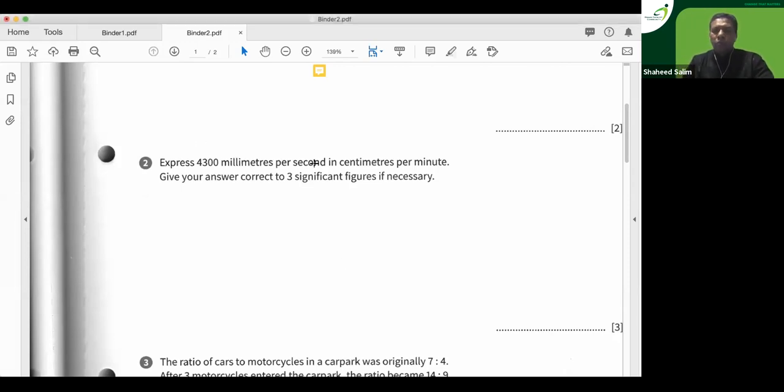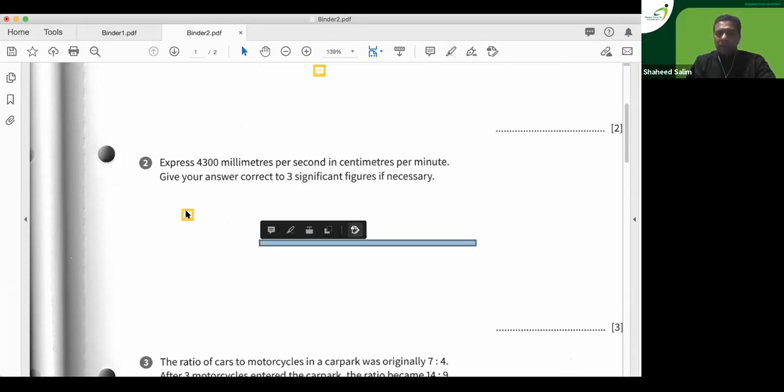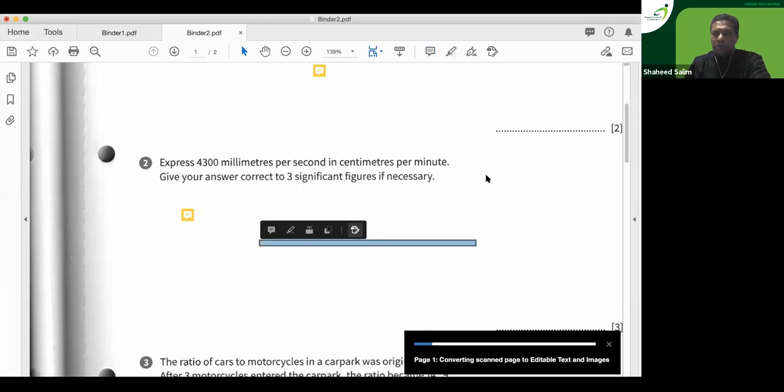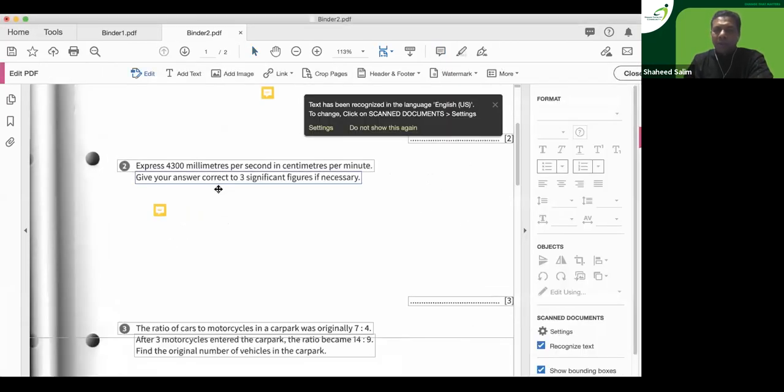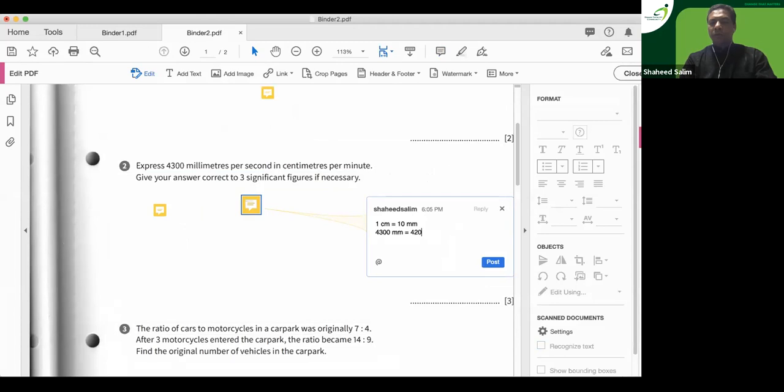So now, which one is bigger, millimeters or cm? Centimeter. Sorry, cm, right? Cm is bigger, right? So you need to divide by 10. Why divide by 10? Because 1 cm is equal to 10 millimeters. So if you want 34,300 millimeters, you got to change to cm first. What is it in cm? Divide by 10, 3,430 cm.